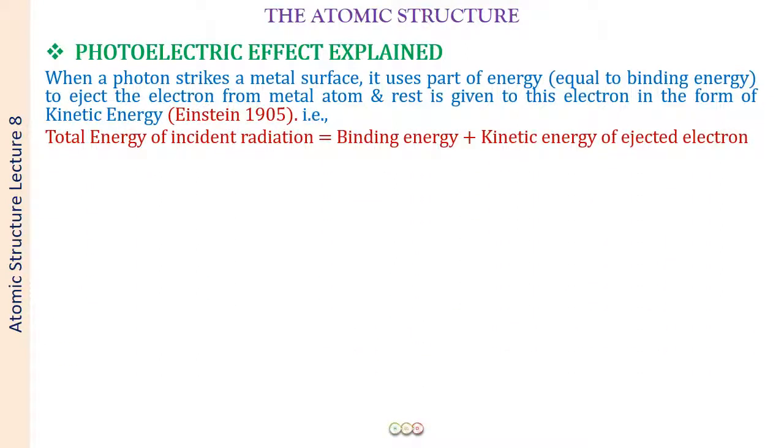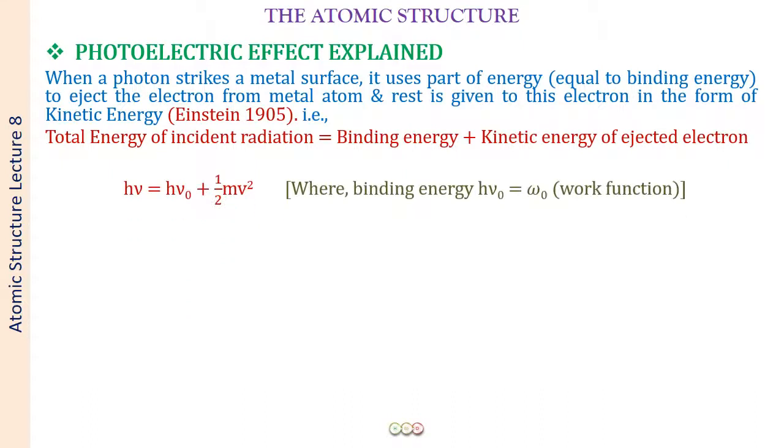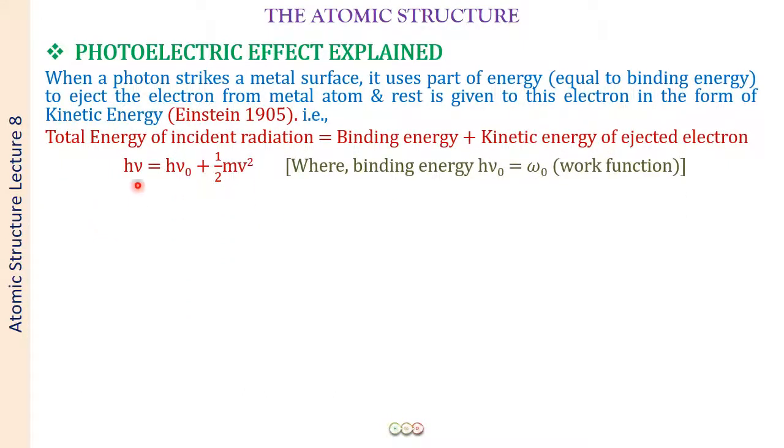So we have the total energy of the incident radiation equal to the binding energy plus the kinetic energy of the ejected electron, where h nu, we know from Planck's quantum theory, is the energy of the incident radiation, where nu is the frequency, right? So h nu is equal to h nu naught, this is the binding energy, which is also called the work function, where nu naught is the threshold frequency, plus the kinetic energy, which is half m v square.